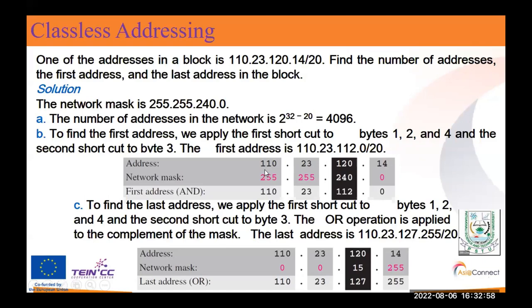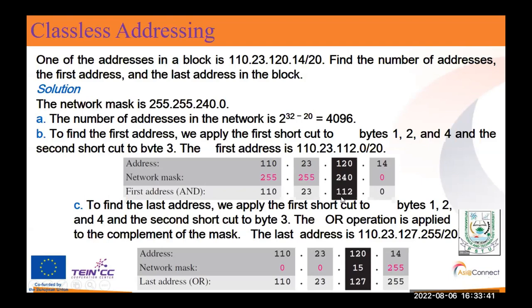I think you have remembered that for the AND operation, with 255 or 0 we can take only the smaller number for the first, second, and fourth octets. So in that case, 110, 23, and 0. And for 120 and 240, we need to break them down using powers of 2. In that case, what will be the summation? That means 64 plus 32 plus 16 plus... This way you need to calculate. And what will be the calculation result?